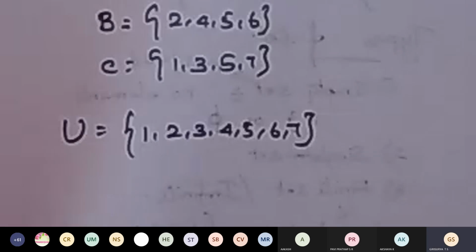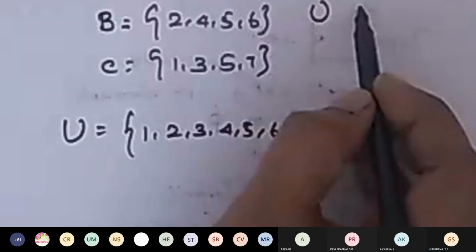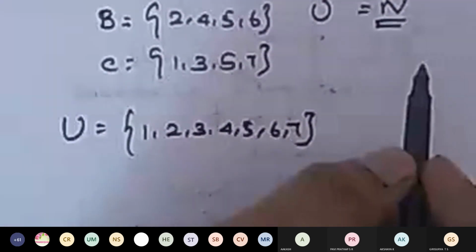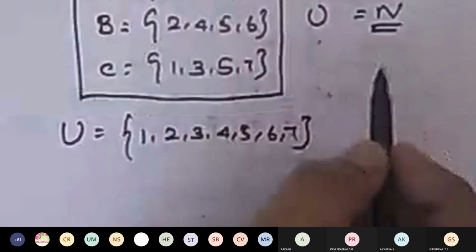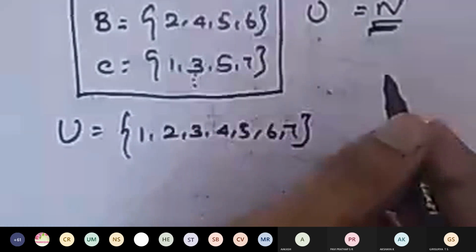Right? And for these sets A, B, C, I can say the universal set is N, the natural numbers. Shall I say the universal set for these A, B, C is the natural numbers? Am I right or wrong?